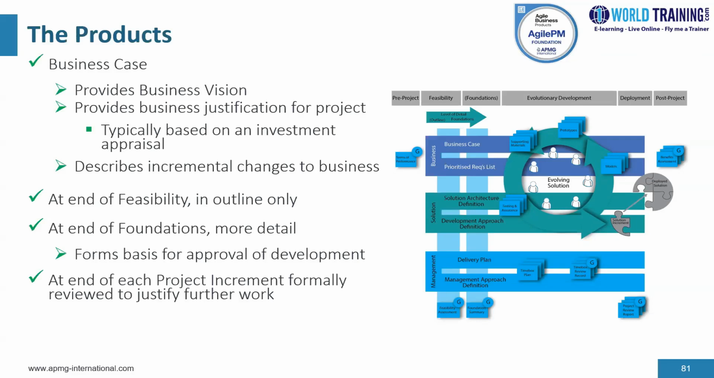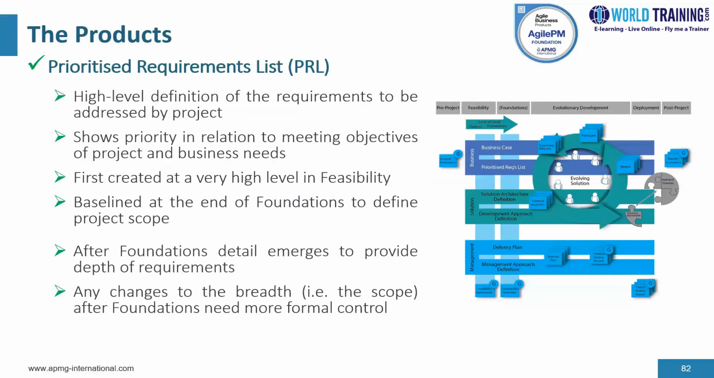Now, baselines of the business case are typically created first as an outline by the end of feasibility, then as a basis for approval of development by the end of foundations. It is formally reviewed at the end of each project increment in order to determine whether further work is required. Moving on to the next one, the prioritized requirements list.